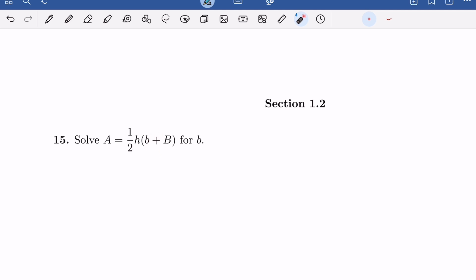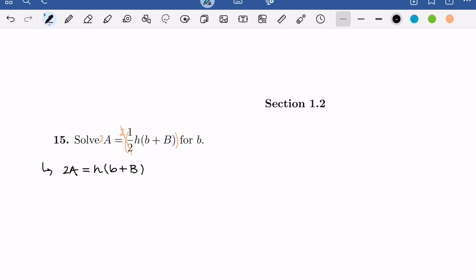Notice we're adding this capital B to this lowercase b here and then multiplying by h and 1/2. So we're going to have to deal with this multiplication before we can deal with this addition here. So remember we saw in the last section, if we want to get rid of a fraction, we're going to multiply by this number that's in our denominator here. These are going to cancel. And whatever we do to one side of our equation, we have to do to the other. So we're going to have 2 times A. And then on the right-hand side, we're still going to have this product of h times this B plus b here.